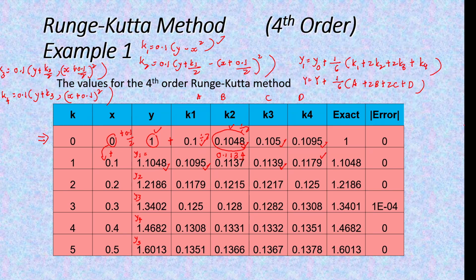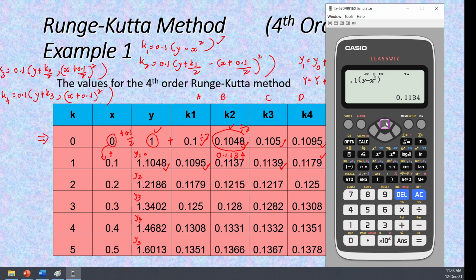So with K1, K2, K3, K4, you can get Y2. So 1, 2, 3, 4, to get back to this Y formula. To get Y2, Y2 depends on Y1, which is 1.1048. And A, B, C, D, when you calculate Y2, will be K1, K2, K3, K4 at K equal to 1. It's always the latest K1, K2, K3, K4.